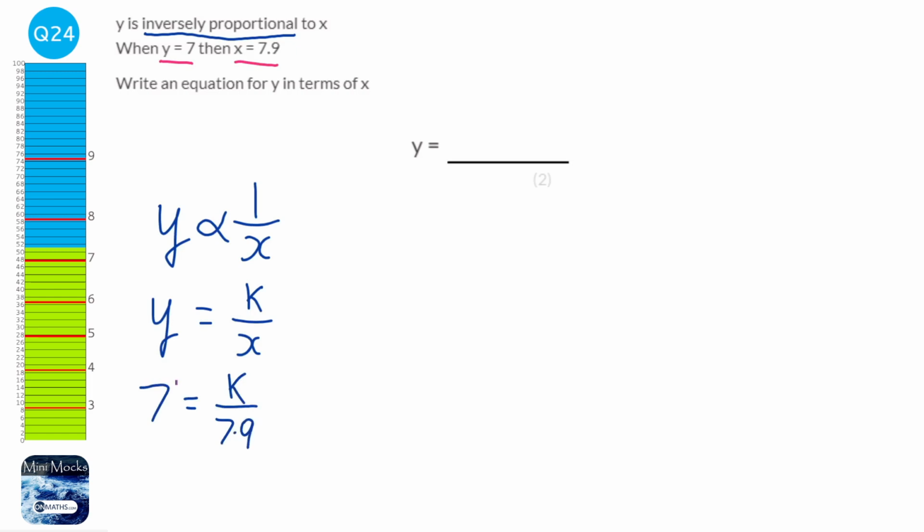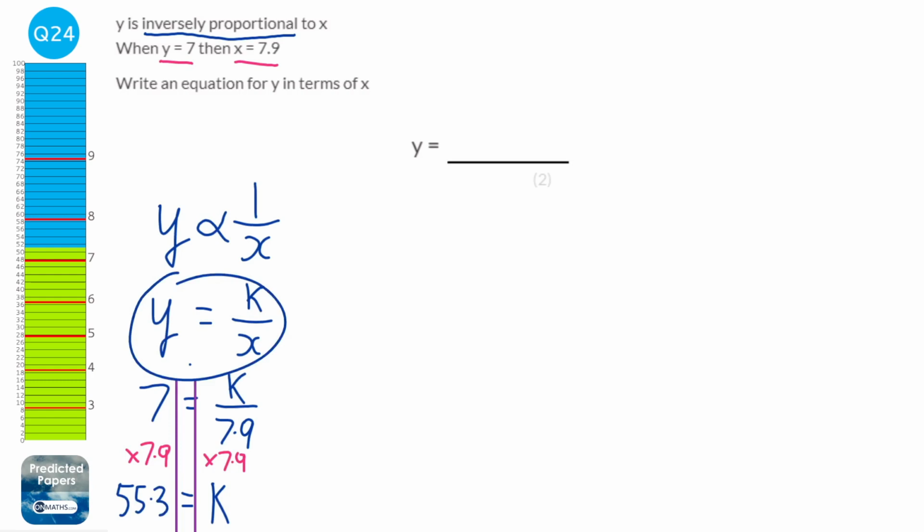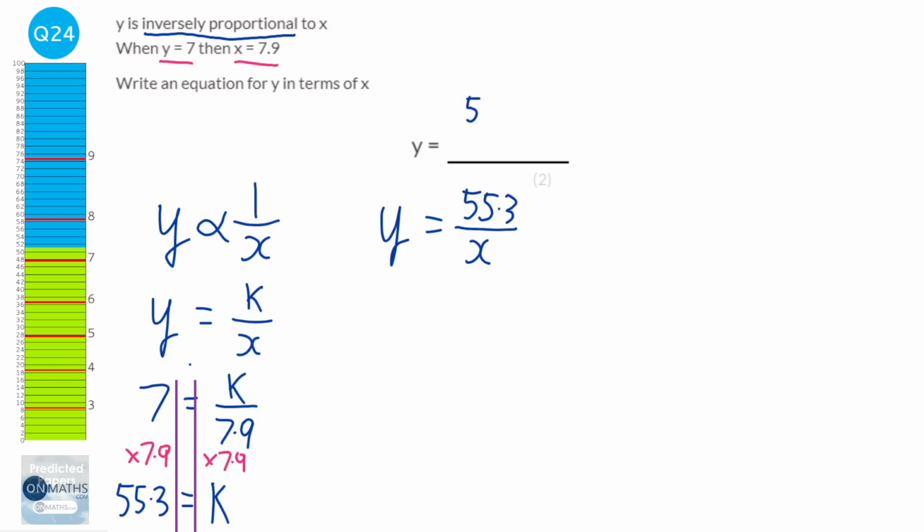And what I need to do now is just draw my lines down. And what I'm going to do is I'm going to just times both sides by 7.9. And so we have k equals, and it'd be 7 times 7.9, which is 55.3. So we know that k is 55.3. So I'm just going to rewrite this formula here, but instead of k, I know that it's going to be 55.3. So our answer is y equals 55.3 over x.